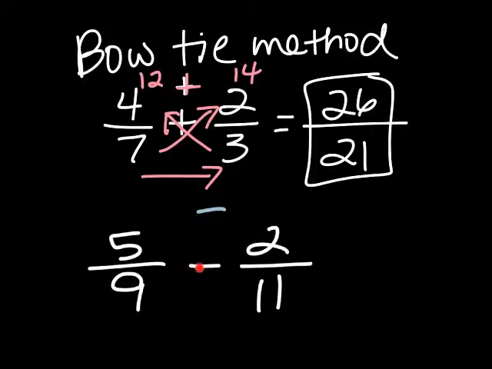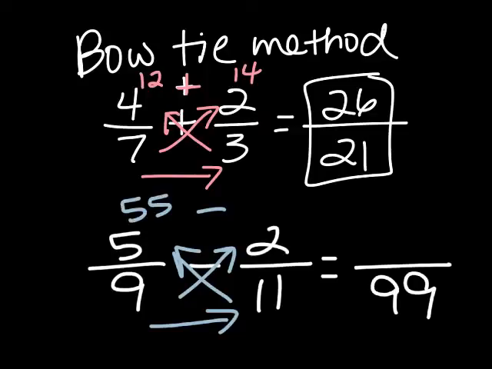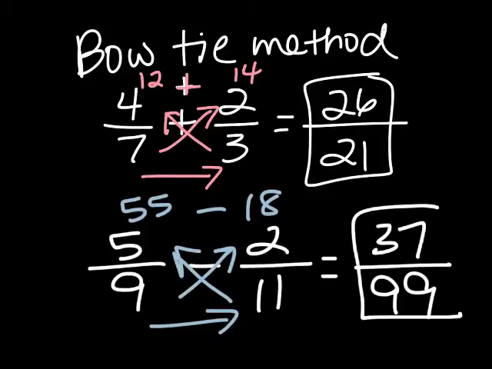Okay, so in this case we're going to subtract. So I just pull that subtraction right up there. Then I'm going to multiply across the bottom. So that gives me 9 times 11 is 99. And then I'm going to multiply on the diagonals. So 5 times 11 is 55. 9 times 2 is 18. And then I'm just going to subtract exactly what's in front of me. 55 minus 18 is 37. And you're done. It's really a great method for adding and subtracting fractions.